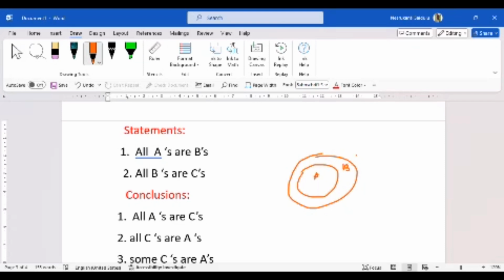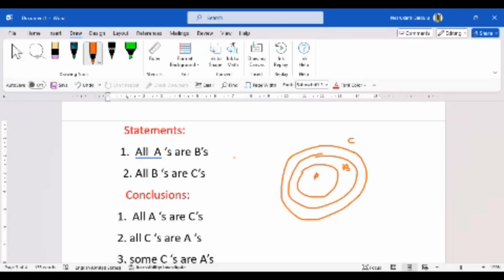And the second statement? All B's are C's. So this is the diagram. Whatever is given in the statements, all A's are B's and all B's are C's, this is the diagram for those statements. There are other possibilities to draw the diagram, but we can choose this one. Okay, right?